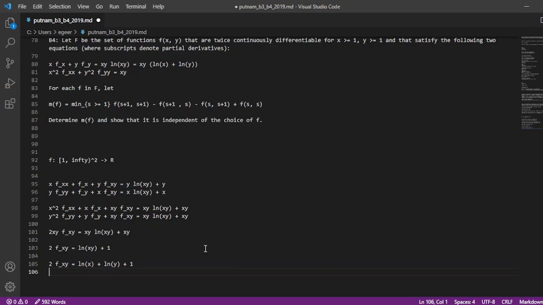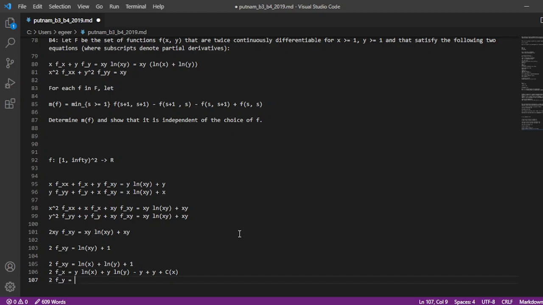Integrating with respect to x, we're going to get... well, let's integrate with respect to y first. So the integral of a constant is going to be y ln x plus y ln y minus y plus y, and then we'll add basically some constant function, which is only a function of x here. So this tells us the derivative with respect to x.